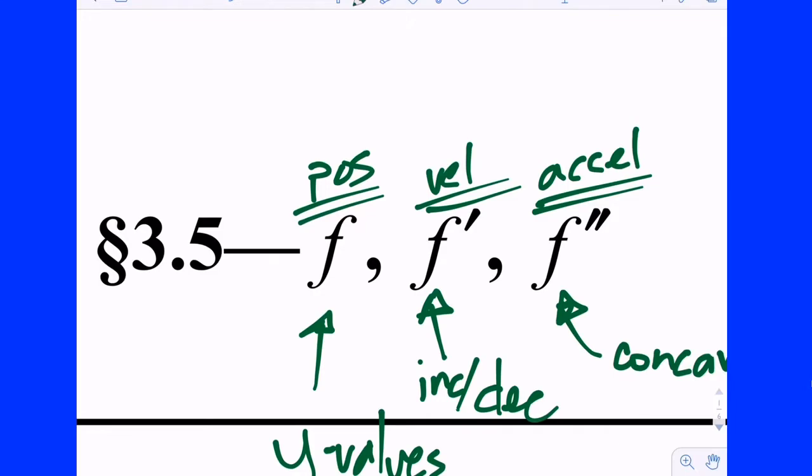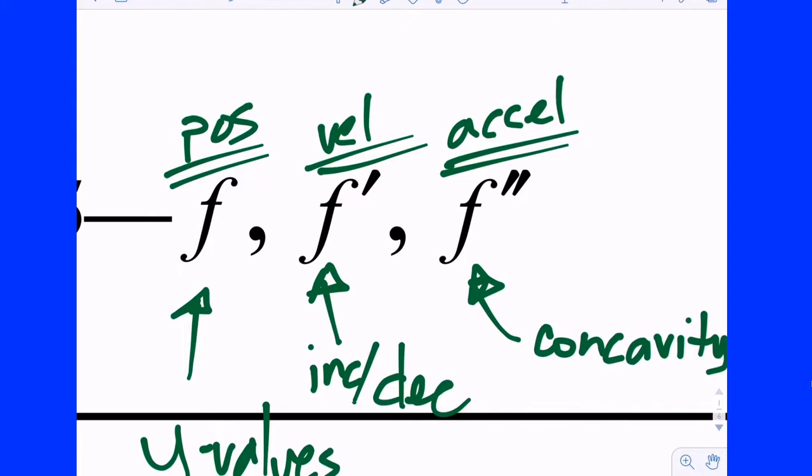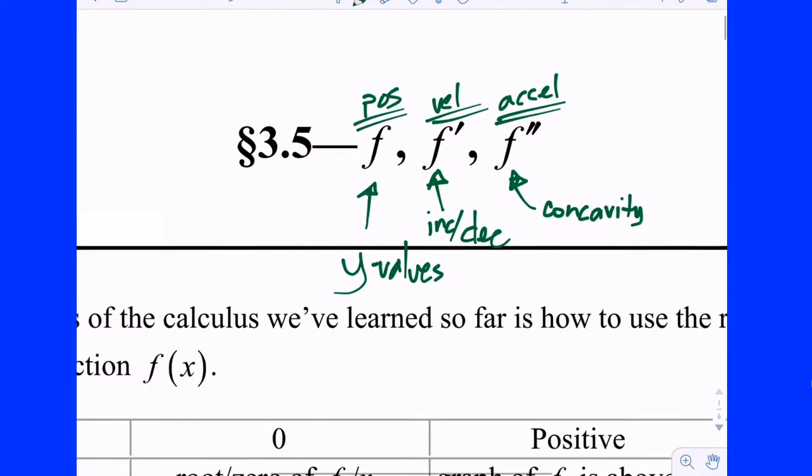You have your position. Where are your y values at a given moment? Your F prime, is it increasing or decreasing? What's the rate of change? What's the y value's velocity as they move from left to right? And then the concavity is the acceleration. Are the velocities increasing or decreasing? Are they curving upward or curving downward?